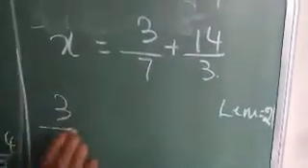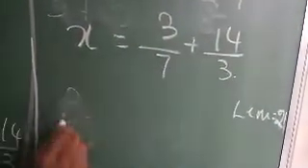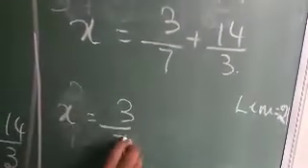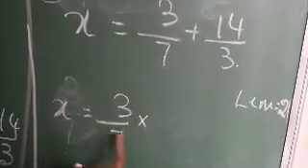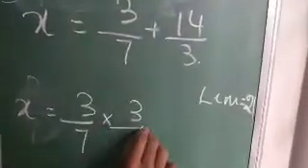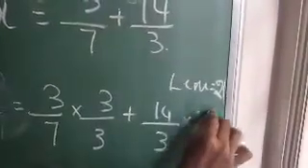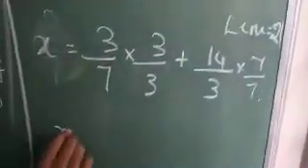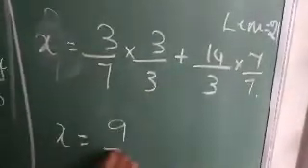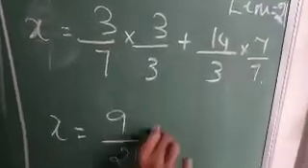So now you take the LCM 21. So x is equal to 3 by 7 plus 14 by 3. For 21, you have to multiply 7 with 3, and at the same time 3 with 7. So see, x is equal to 3 threes are 9 and 7 threes are 21.